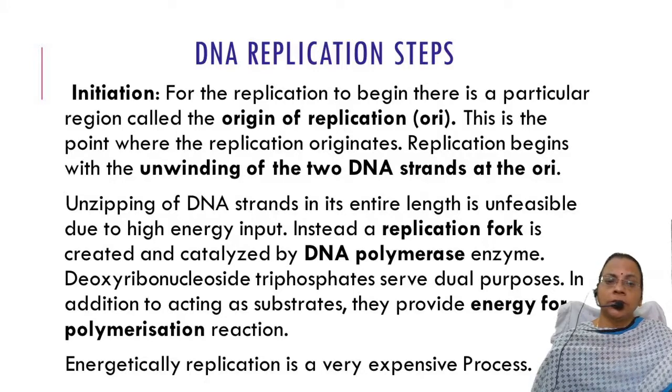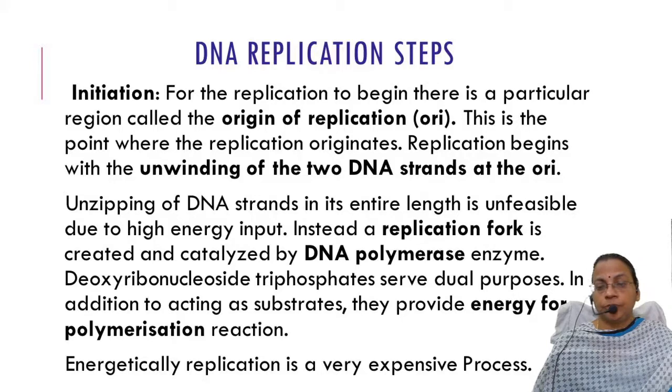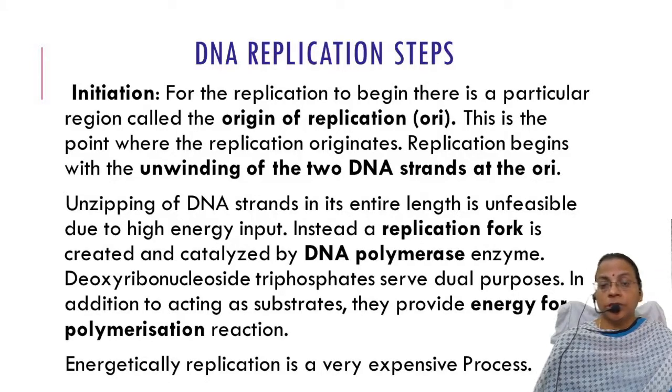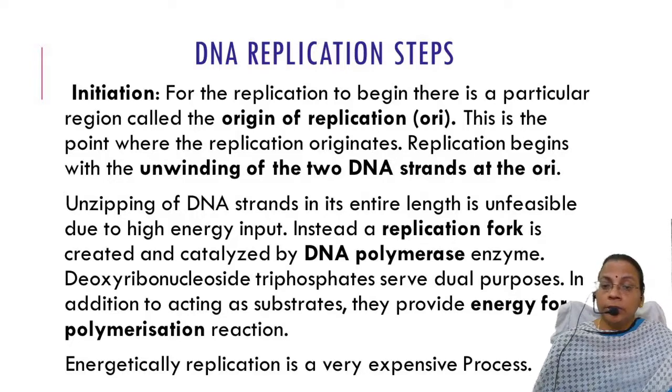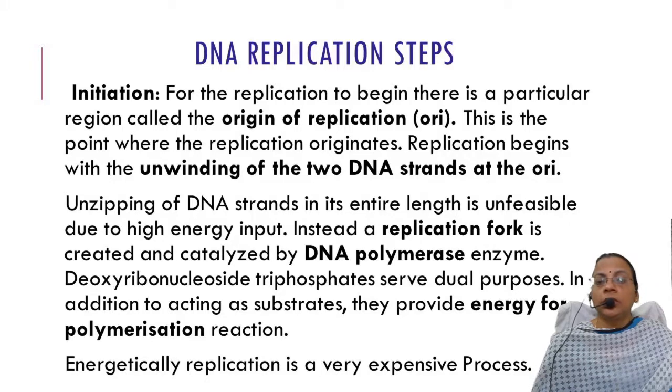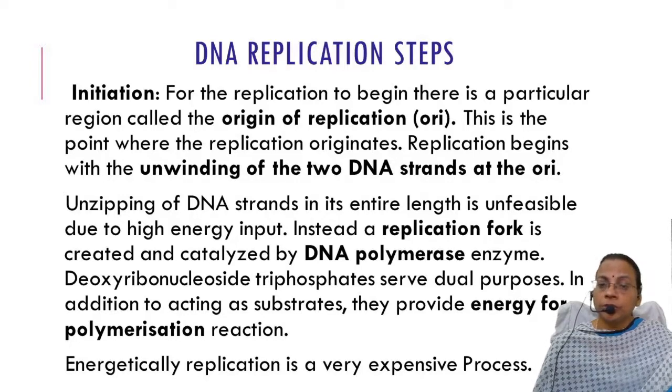And here these nucleotides perform a dual function. The first function is that they act as the substrate, because DNA itself is a polynucleotide, and in that the nucleotide is either ATP or GTP or TTP or CTP. So that is acting as the building block or the substrate. And apart from that, this polymerization reaction, phosphodiester bond formation, requires energy. So apart from acting as the substrate, the nucleotides are also providing energy for the polymerization, or we can say the formation of phosphodiester bonds between the neighboring nucleotides.